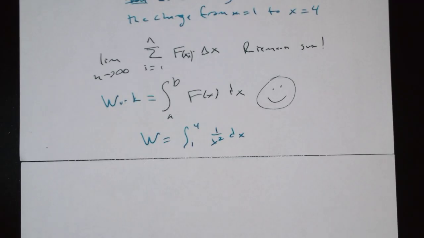The downside to this problem is I have no units. So I'm going to assume that everything I need is in here because it actually did give me force and distance. I'm going to assume everything's in the right units. So what do I get for this?